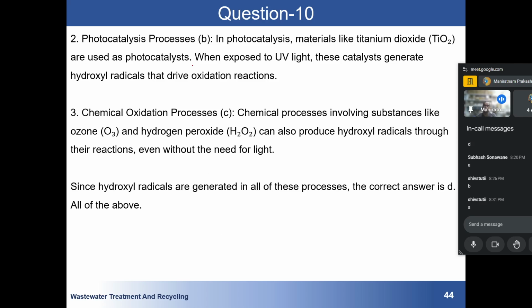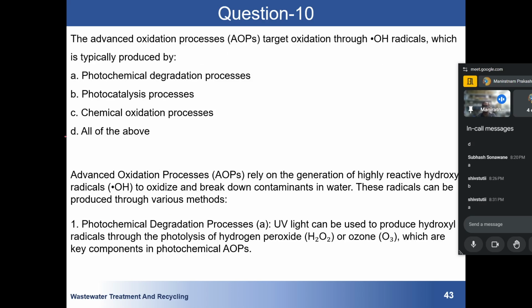Okay. Then we have the photocatalysis process. In photocatalysis, materials like titanium oxide are used as a photocatalyst. When exposed to UV light, these catalysts generate these radicals. Okay. Then we have the chemical oxidation process. Chemical processes involving substances like ozone and hydrogen peroxide. Again, all these processes are used to produce these OH radicals.